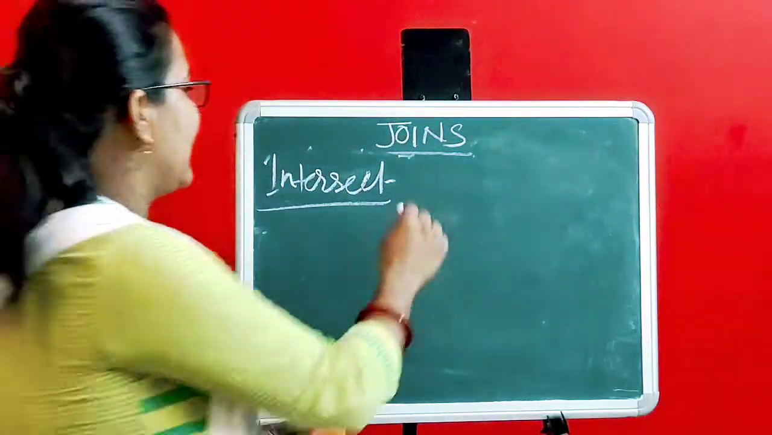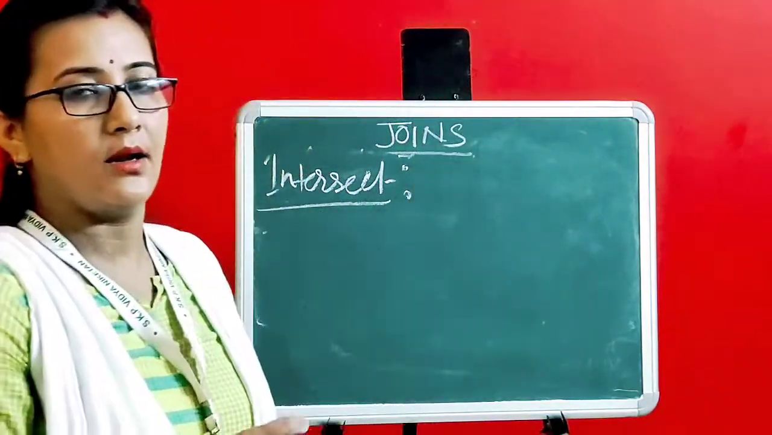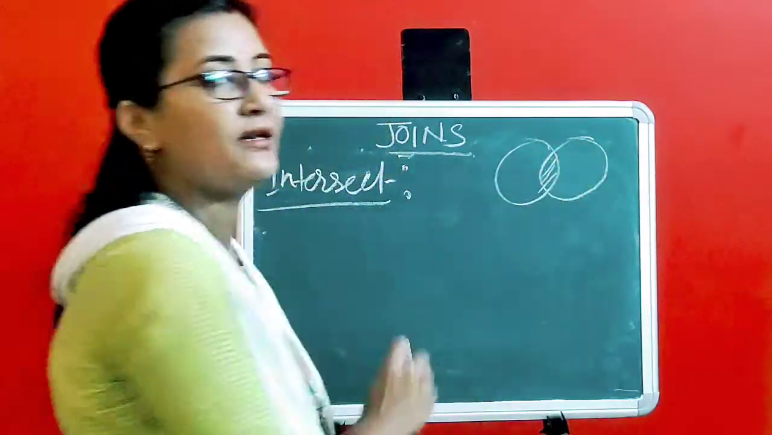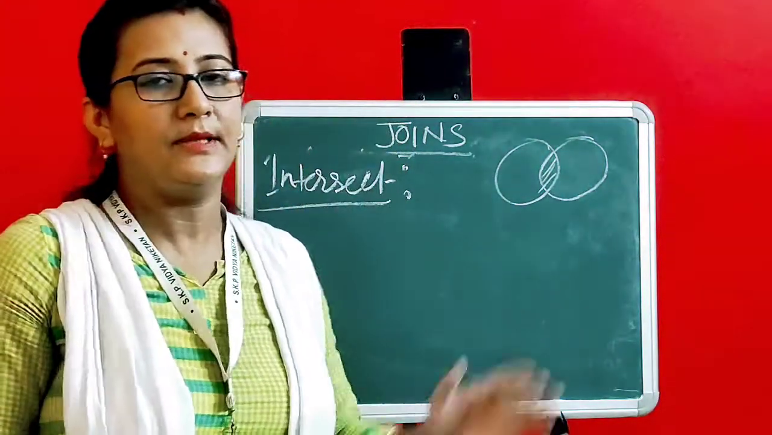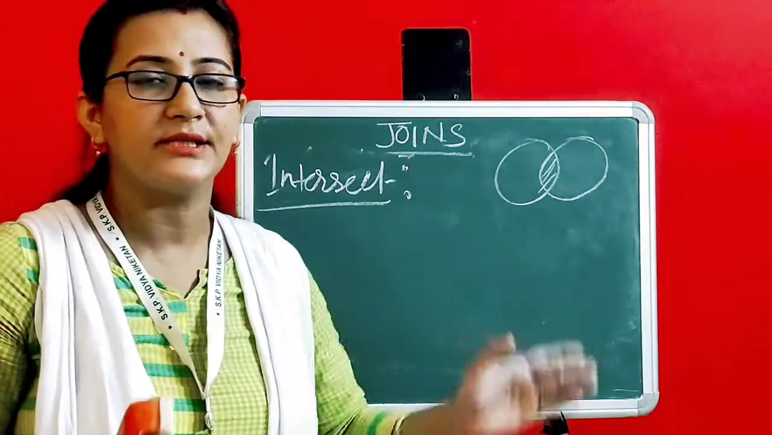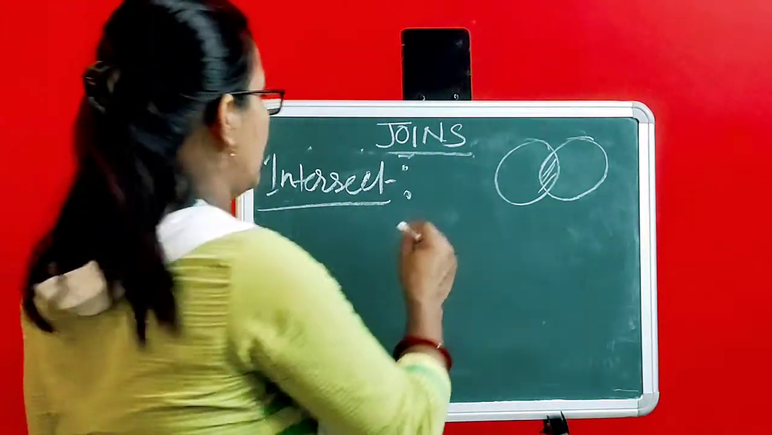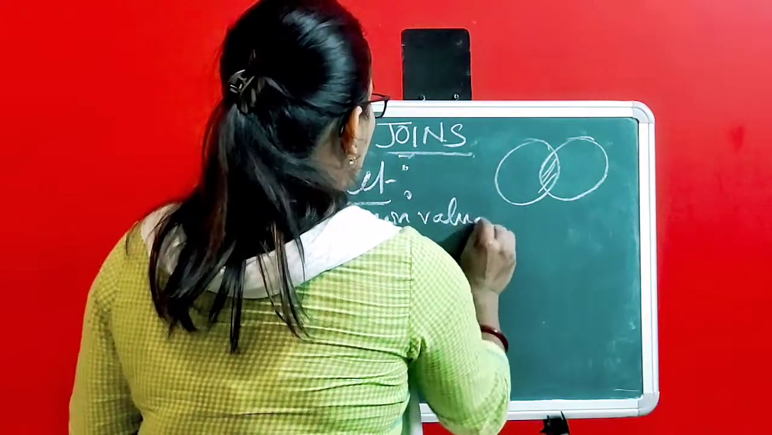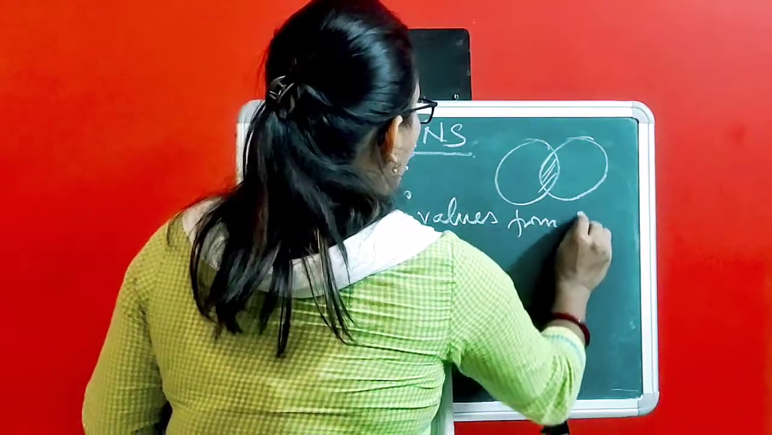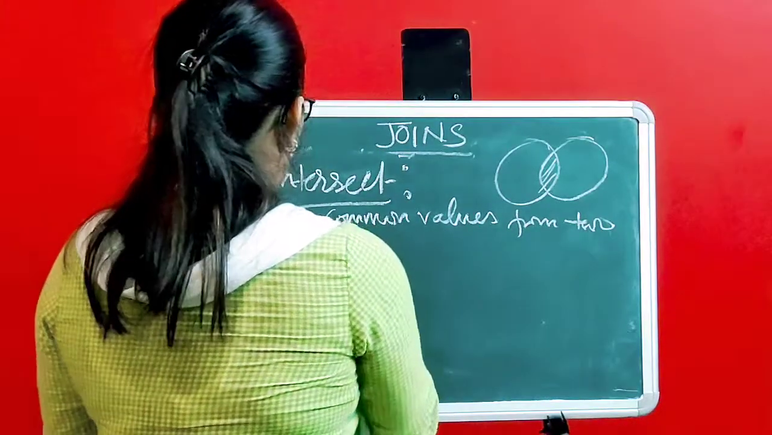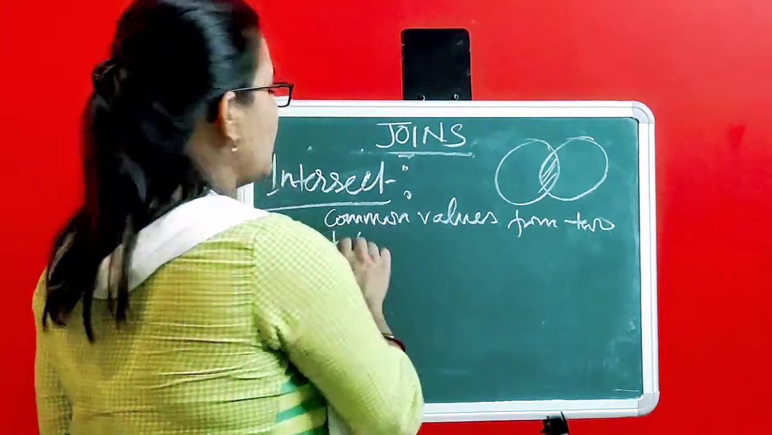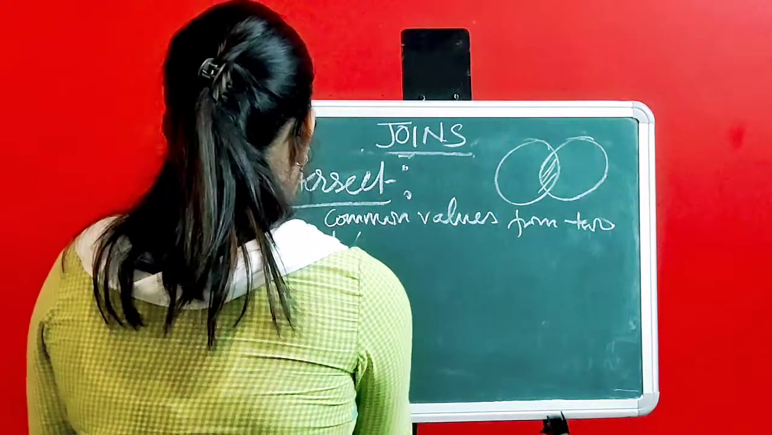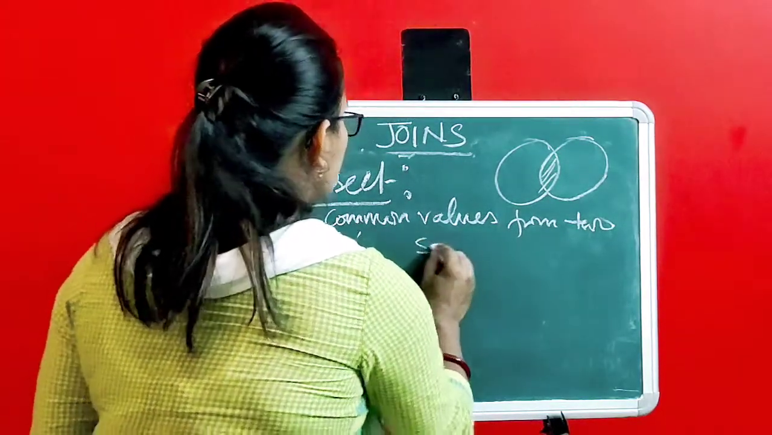Intersect join, same thing. This is the Venn diagram. From the two tables, the intersect join returns the common values. It returns common values from two sets.